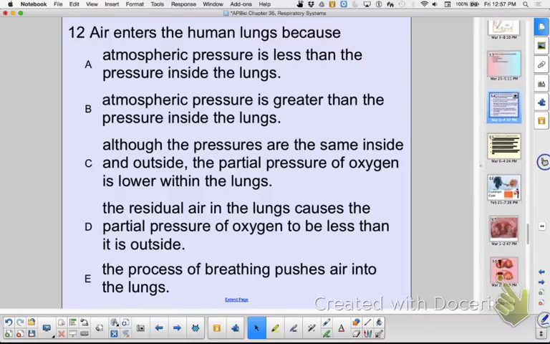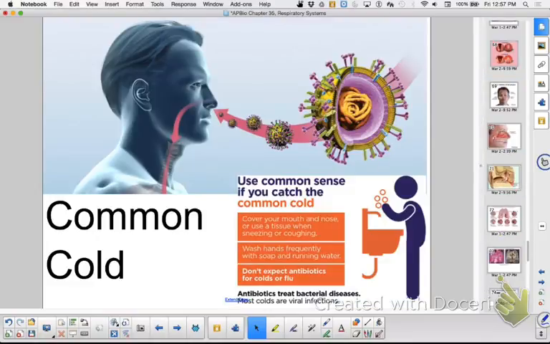Air enters the human lungs because atmospheric pressure is less than the pressure inside the lungs? Atmospheric pressure is less. If it was less, air would come out. Because atmospheric pressure is greater than the pressure inside the lungs? Yes. They're not the same. And it doesn't have anything to do with the residual air. And then the rest were colds, and you didn't have to know that part.